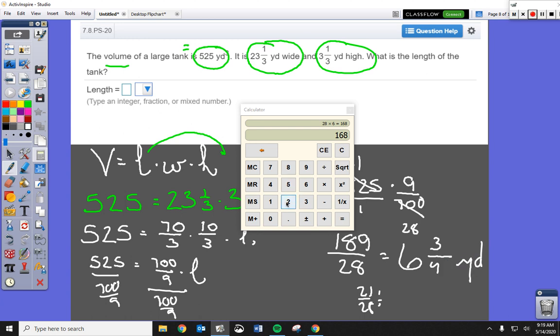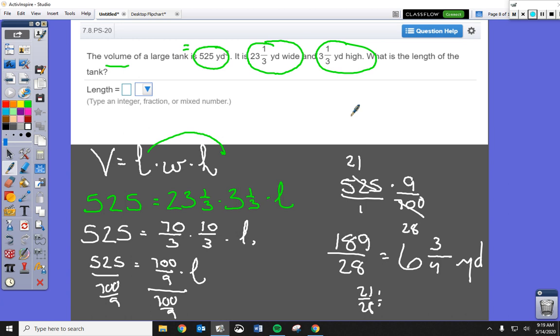Now, to double check, 23 times 3 times, I'm going to multiply this by 7, because that's closer to 7, since I'm doing estimation here. 483. I feel better about that because I have those thirds. Awesome. All right, cool.